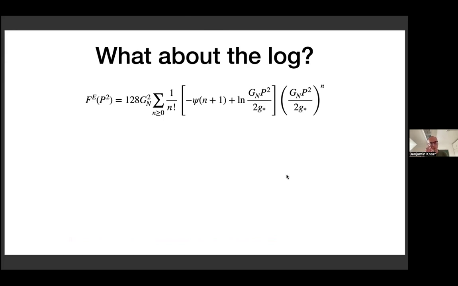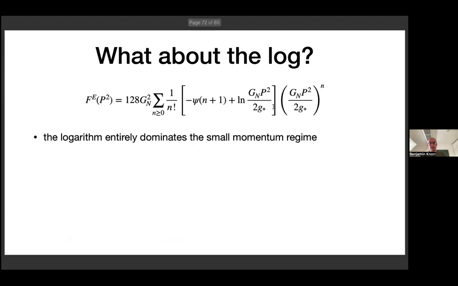Okay, so maybe in the last few minutes, let us briefly talk about this logarithm again. So we understood that the derivative expansion has its issues, but maybe you're a little bit worried about this logarithm, right? Because now you look at this, and you realize the logarithm really dominates the small momentum regime, right? So you go to small p, and small, what is small? Small in Planck units, so not so small after all. And for this form factor, in this regime, so p squared smaller than Planck mass squared, the logarithm dominates the coefficients.